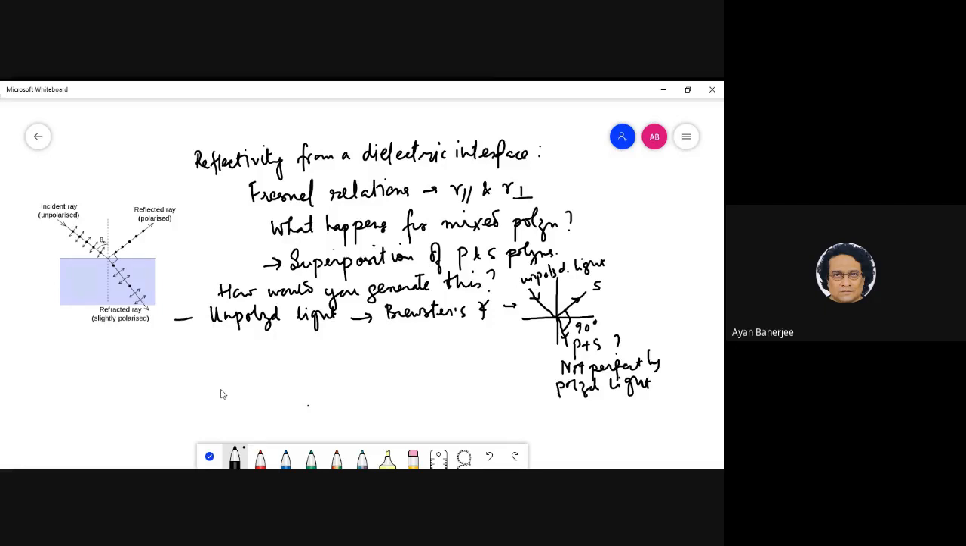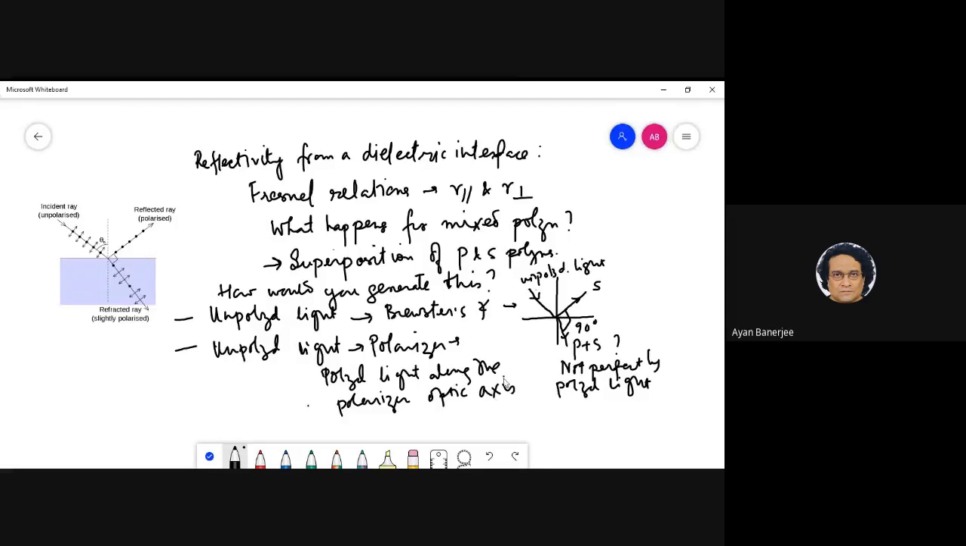So, Priyanuj, that might help in the sense that if you get unpolarized light in front of a polarizer, whatever component is at 45 degrees... Yes, but basically what you're saying is that unpolarized light goes through a polarizer, and what you will get is polarized light along the polarizer optic axis, right? This is what you're saying. That is kind of true.